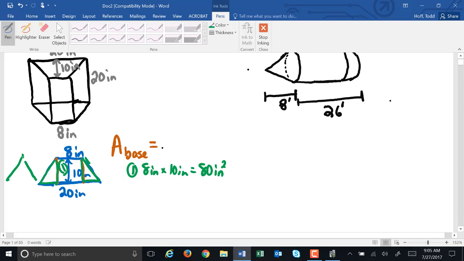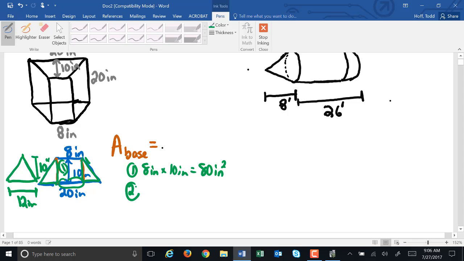If I put them together, I know this height is still 10 inches. What's the base down here? 12. Very good. 20 minus 8. If there's 8 on top, that takes 8 out of here. That means there's 12 left over.